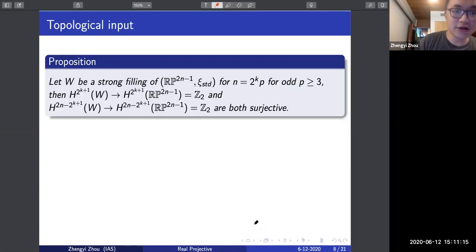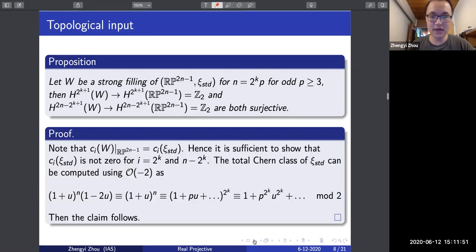And the topological input is the following: if we have a strong filling, in fact an almost complex filling, of RP^{2n-1}, and here I'm assuming n is not a power of 2, so I can write n as a power of 2 times some odd number bigger or equal to 3, then we have these two maps are surjective. Whenever I don't write out the coefficient, I mean the Z coefficient. So in this case, the Z coefficient cohomology of RP^{2n-1} in this degree is Z_2. And I'm saying that these two maps are surjective.